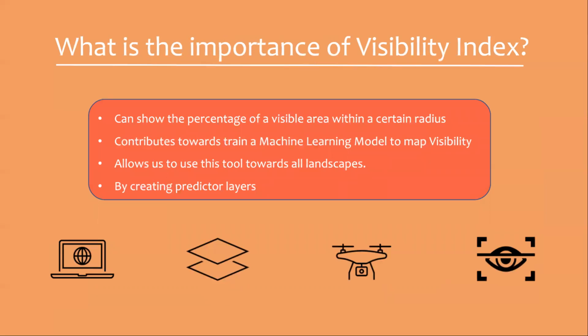One thing that is important about the visibility index is that it can show a percentage of a visible area within a certain radius, and that it allows us to use the tools towards all landscapes. By having multiple different types of visibility indexes off of different landscapes, we can create predictor layers which will contribute towards training a machine learning model.